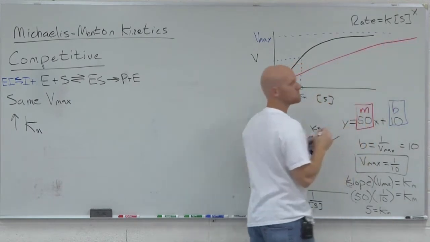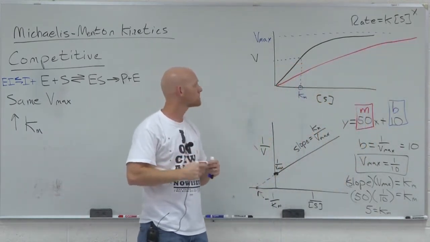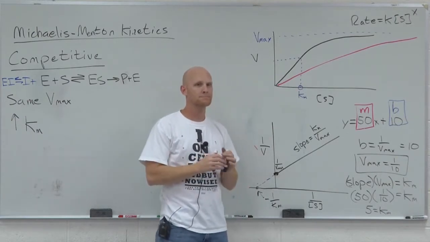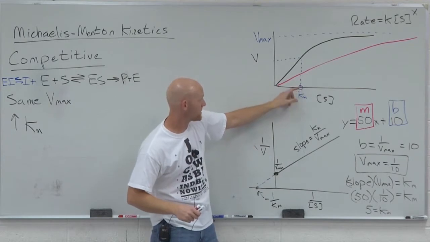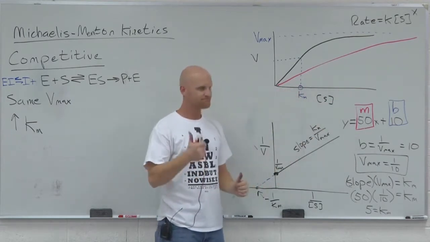So Chad, your Km point is going to be at the bottom of that dotted line. It's not going to be at the intersection of the V and the Km part. Correct. No, Km has units of concentration, and so it's that point right there on the x-axis.